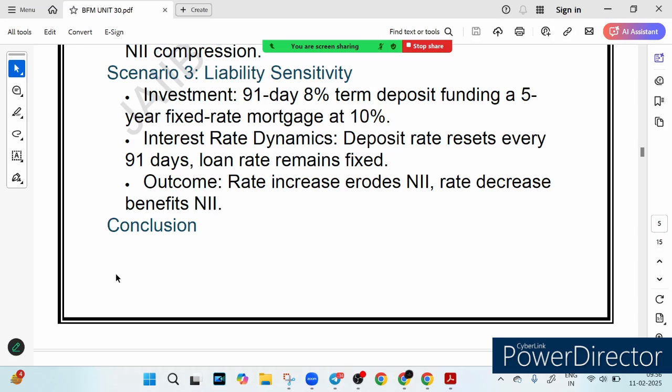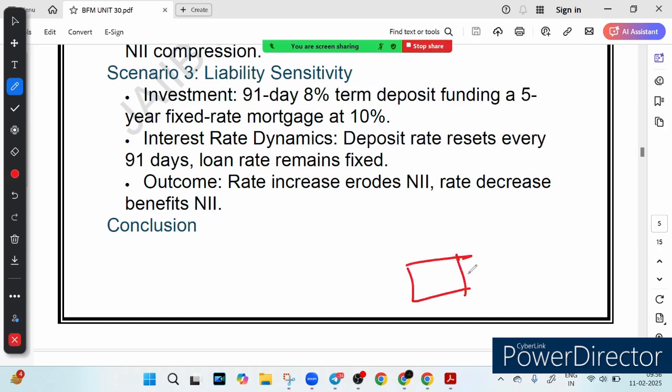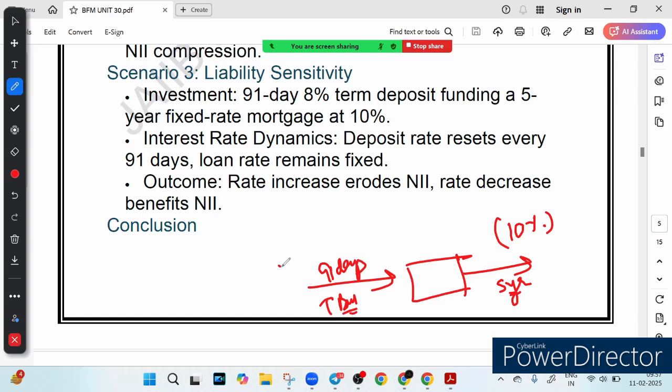Let's see how. Imagine a bank gives a 5-year fixed rate home loan at 10%. So this is the bank, it gives a home loan at a 10% interest rate for 5 years, right? But funds it using a short term 91 day T-bill at 8%. Suppose the rate is 8%. So funding is done by a short term T-bill at 8%, and it gives a home loan for 5 years at 10%.